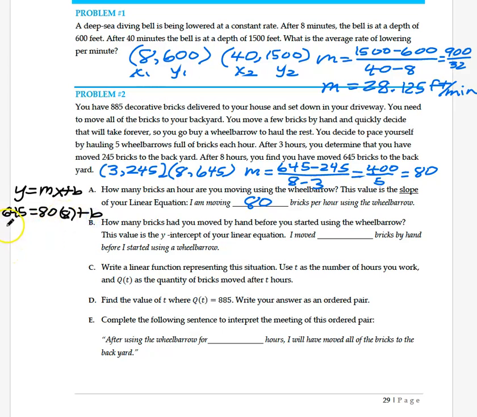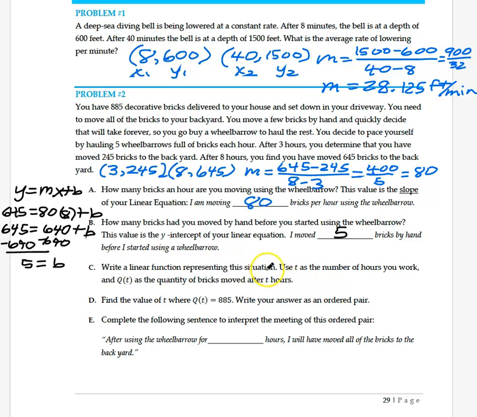All right, so let's go ahead and do this. I've got 645 equals, well, 80 times 8 is 640 plus b. So I need to subtract that 640 over. So it looks like I'm going to have 5 bricks. All right, so that was my start amount. That's how many bricks I moved by hand. So I guess after 5, I was like, oh no, I'm not going to do this. All right, so move 5 bricks by hand before starting to use the wheelbarrow.